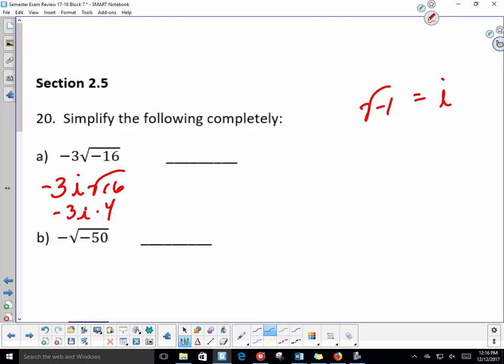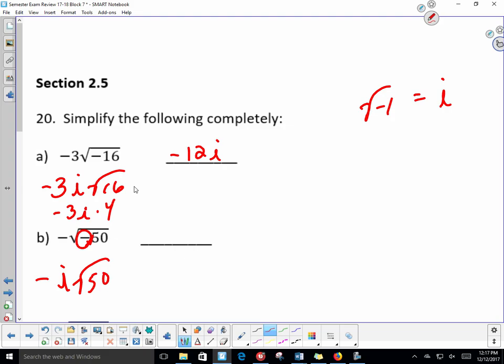So this will be negative 3i times 4, which I will write how? 4 times negative 3i. And what is 4 times negative 3i? Negative 12i. So the next one, I have this negative sign, I'm going to leave that negative sign. Take care of the negative sign inside the radical, I'm going to write an i. So now I have negative i times the square root of 50.